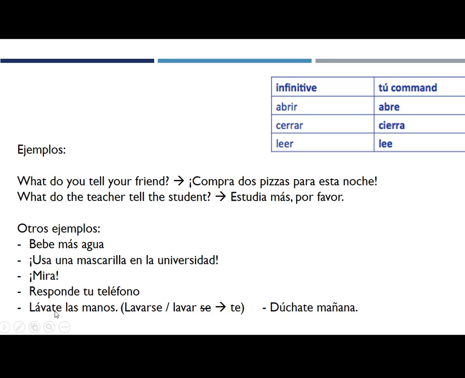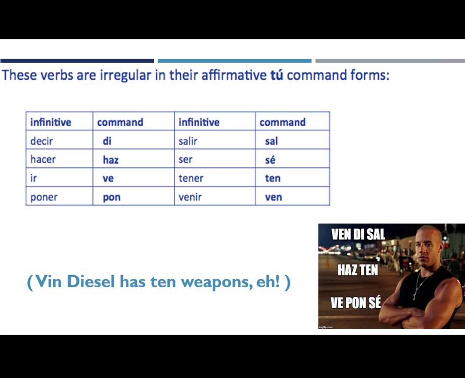Every time you attach a pronoun, you need to put an accent mark on the first vowel. Lávate las manos. What about take a shower? Dúchate mañana. Ducha plus the te. Dúchate mañana. Okay, so these would be some forms like that. Now, let's look at the irregular forms for these affirmative commands.